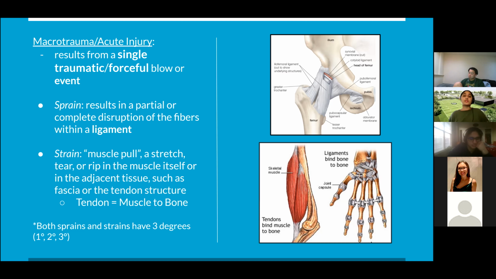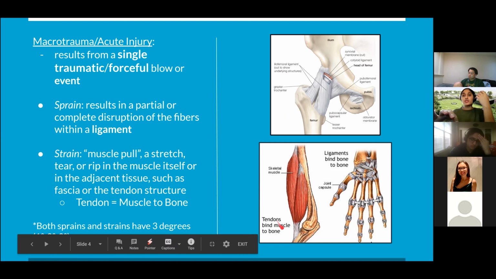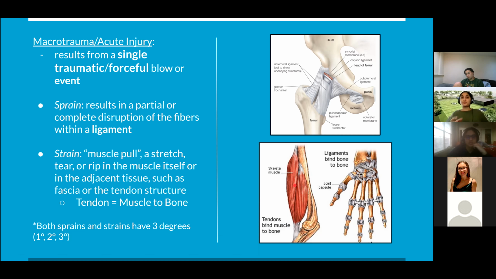And if you're not sure what a tendon is, a tendon connects muscle to bone. In this image, you can see that we have this muscle and this bone, and the thing connecting the two together is a tendon. So sprain, ligament; strain, muscle.